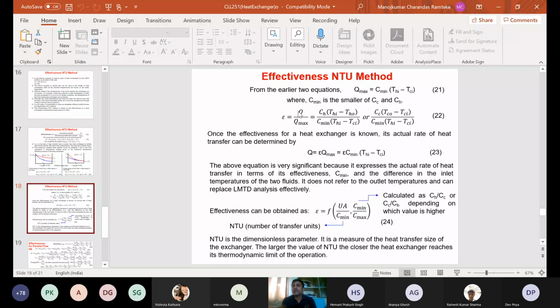So again, this Q is what? Q is given as m_c C_pc times (T_co minus T_ci), or it can be given as m_h C_ph times (T_hi minus T_ho). Correct. So whatever is the temperature difference of the cold fluid multiplied by the flow rate, that will give you the heat transfer. In a similar manner, you can look at the sensible heat based on the hot fluid and calculate Q. Correct. But in this expression, remember, division by Q max is there.